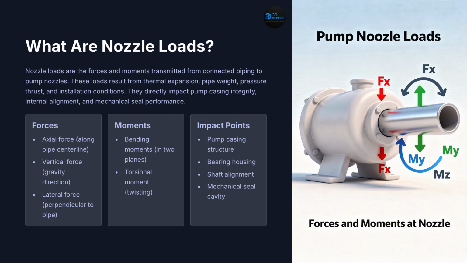Slide 2. What are nozzle loads? Nozzle loads are the forces and moments applied by piping to pump nozzles. These include axial, vertical, and lateral forces, as well as bending and torsional moments. These loads directly affect pump casing, shaft alignment, bearings, and seals.